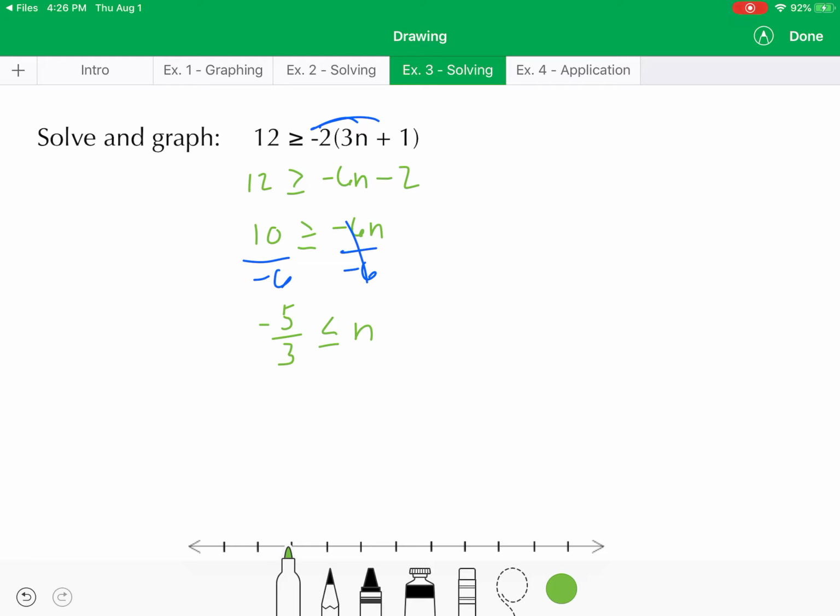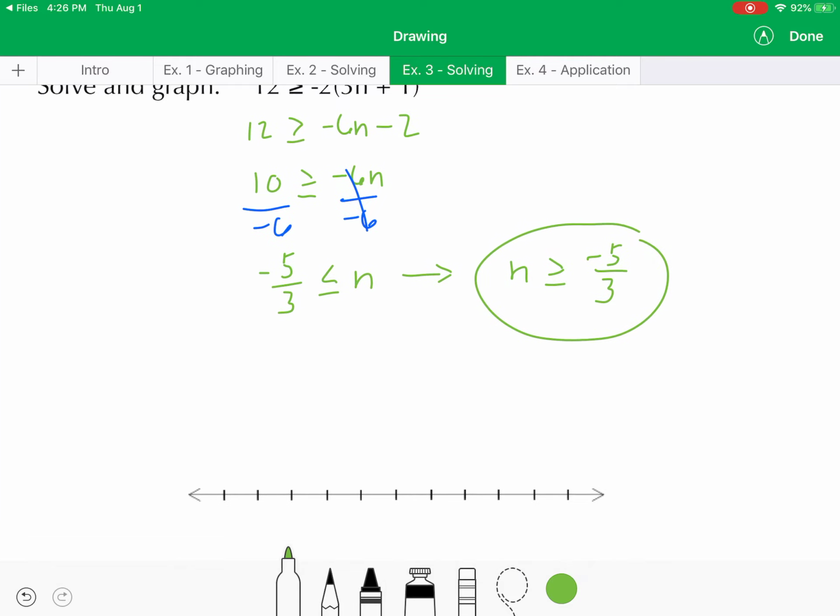Okay. All right, now, the way my work took me here, I ended up with my variable staying on the right-hand side. I personally don't like that when I go to try to graph and reason out which direction my arrow should point. So I'm going to take this and reverse everything. Put the variable on the left, which requires the inequality to flip, and -5/3 on the right. So there's my solution. Now let's try to graph it.